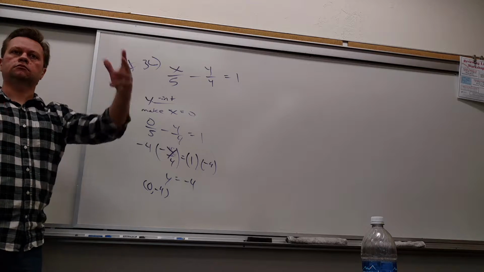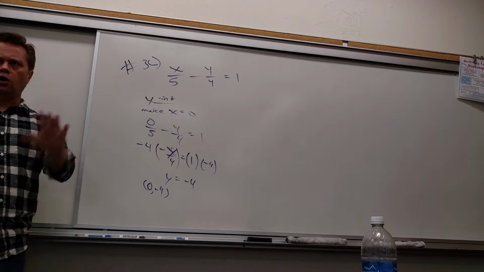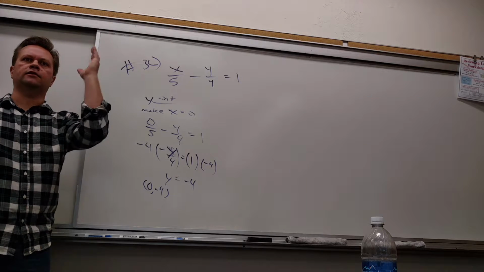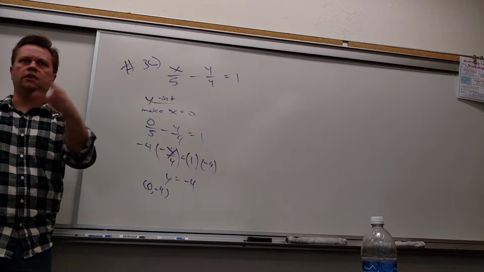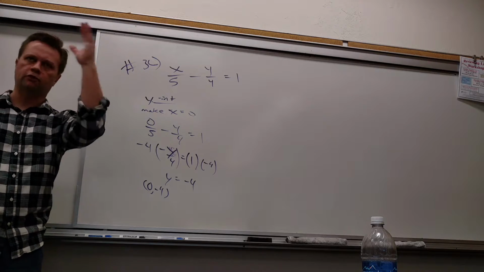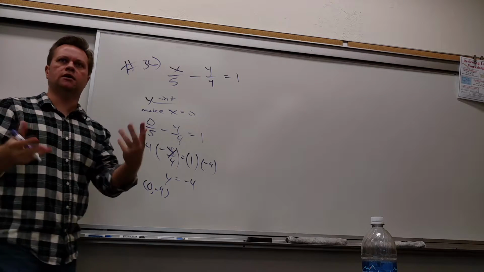Make y 0. Always. So don't waste time doing anything else except that. When they say find the x and y intercept, don't do anything. Just make x 0, get the y-intercept, make y 0, get the x-intercept. Don't try to rearrange the problem. It just wastes time.